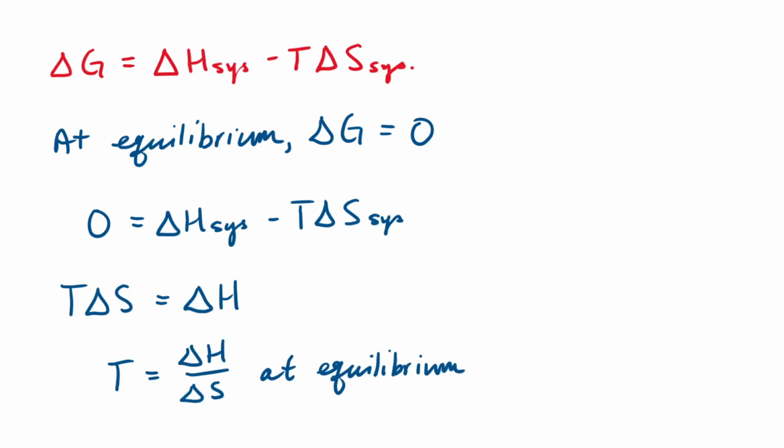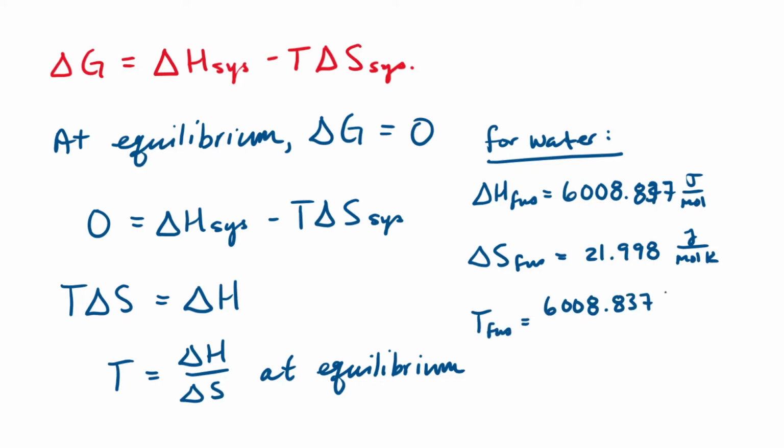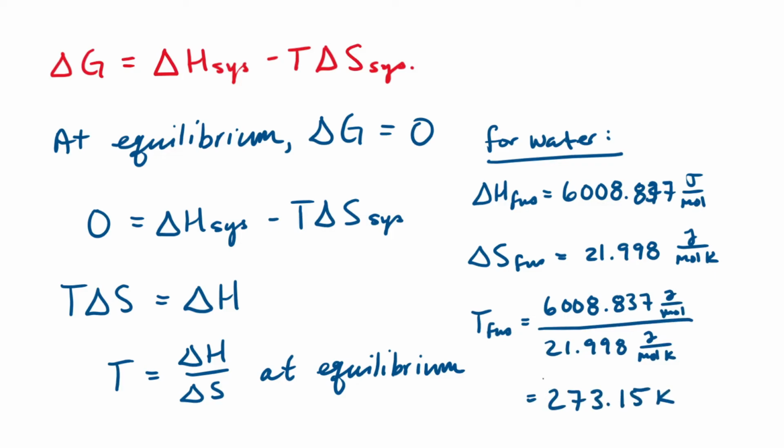The enthalpy of fusion of water at 0 Celsius is 6008.837 joules per mole, and the entropy of fusion is 21.998 joules per mole Kelvin, which means that the temperature at equilibrium is 6008.837 divided by 21.998, and that equals 273.15 Kelvin, or the freezing point of water.